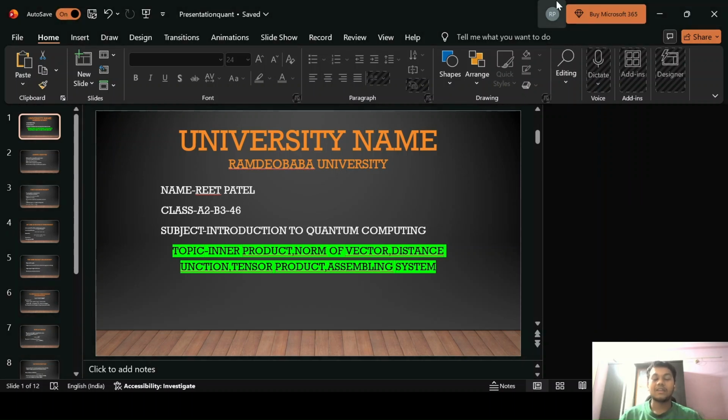Hello everyone. My name is Reet Patel, a student of Ramdev Baba University, and I'll be presenting an important topic of the subject Introduction to Quantum Computing. And the topics are inner product, norms of vector, distance function, tensor product, and assembling system.